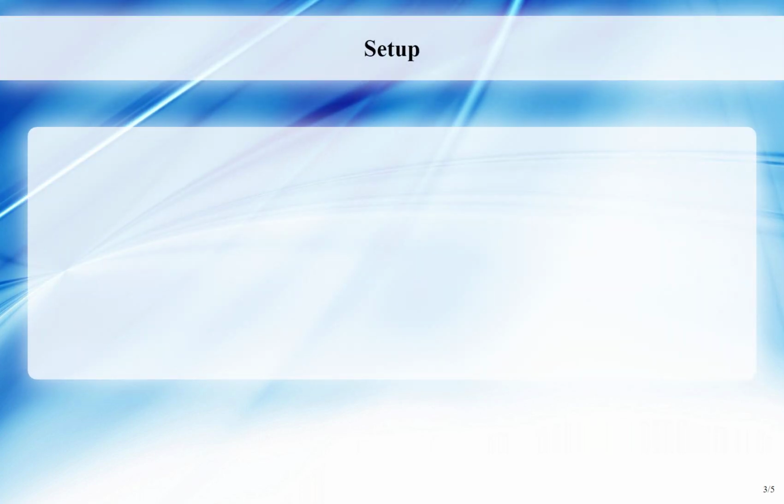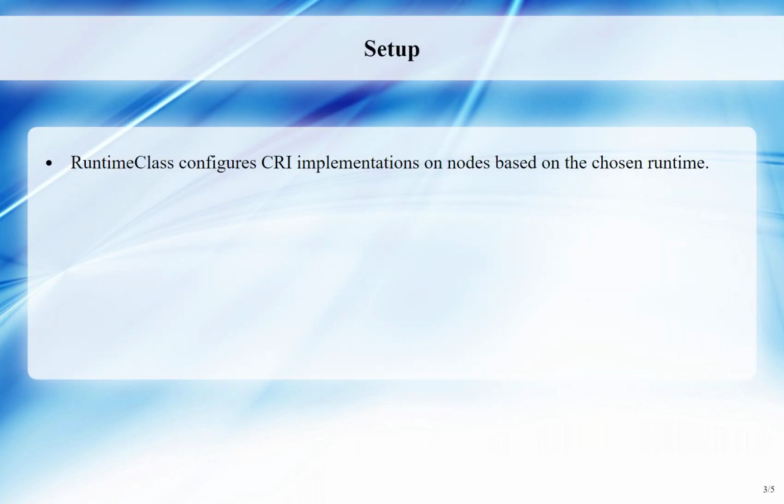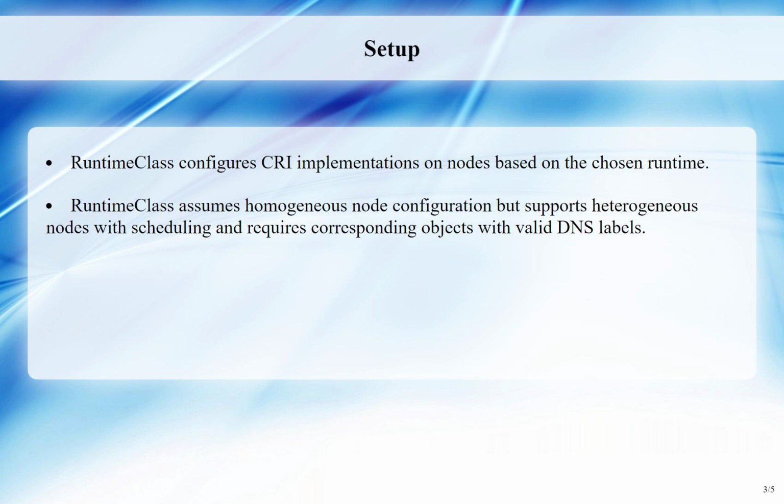Setup. Runtime Class allows for the configuration of Container Runtime Interface (CRI) implementations on nodes, which is dependent on the runtime being used. The configurations must have a corresponding handler name and be referenced by the Runtime Class. By default, Runtime Class assumes a homogeneous node configuration, but support for heterogeneous node configurations can be implemented through scheduling. For each configuration, a corresponding Runtime Class object must be created with a valid DNS label name.